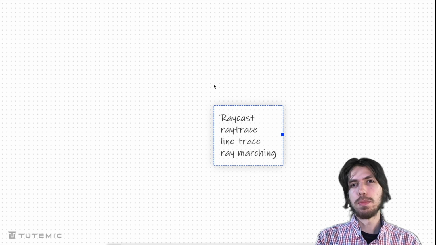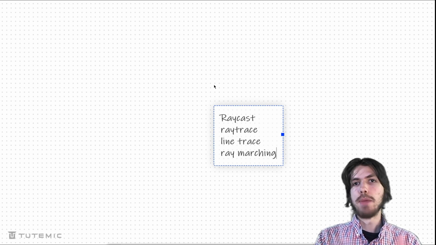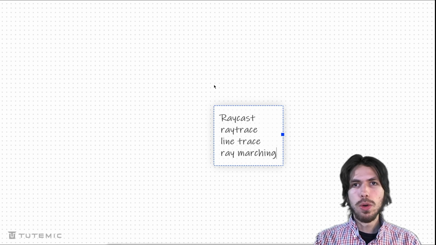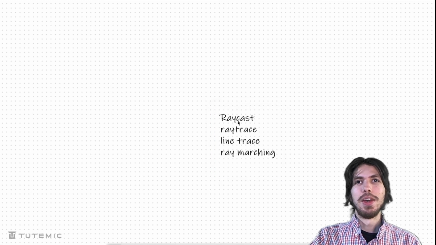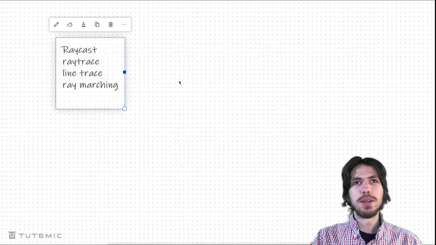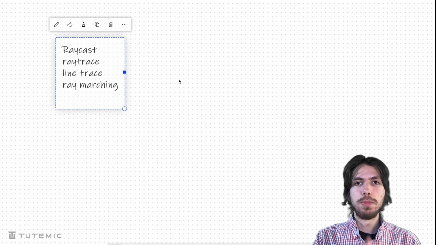Line tracing and ray casting are pretty much identical. We don't need to worry about all the details. Ray tracing is effectively taking it a step further with being able to trace rays that bounce around, and we don't need to know about ray marching, but it is certainly not line casting. This is fishing terminology. We're not doing line casting. So ray casting, ray tracing, line tracing, ray marching, all that kind of stuff has to do with the same technique.